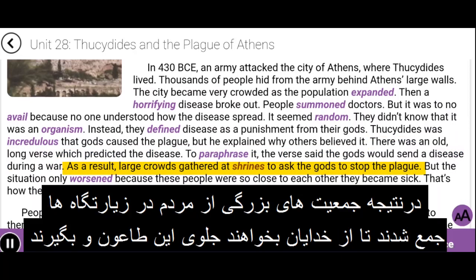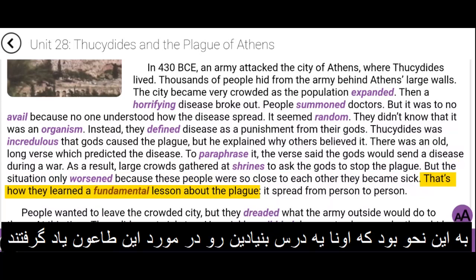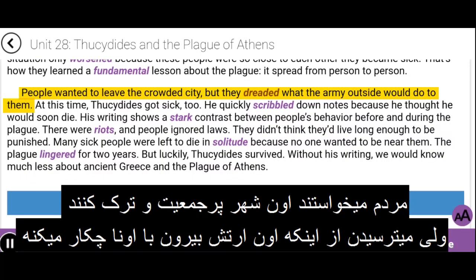As a result, large crowds gathered at shrines to ask the gods to stop the plague. But the situation only worsened because these people were so close to each other they became sick. That's how they learned a fundamental lesson about the plague. It spread from person to person. People wanted to leave the crowded city, but they dreaded what the army outside would do to them.